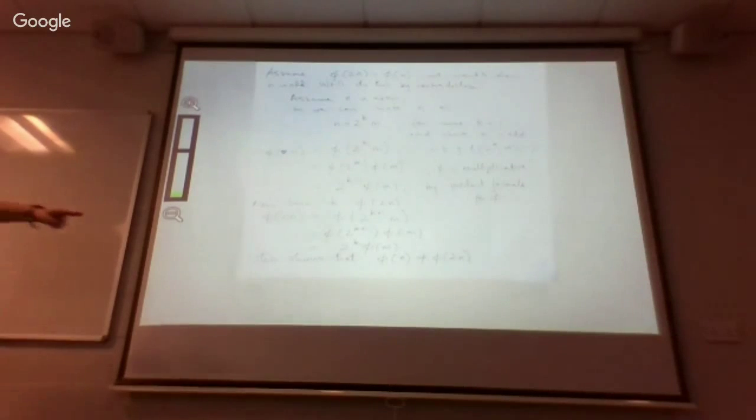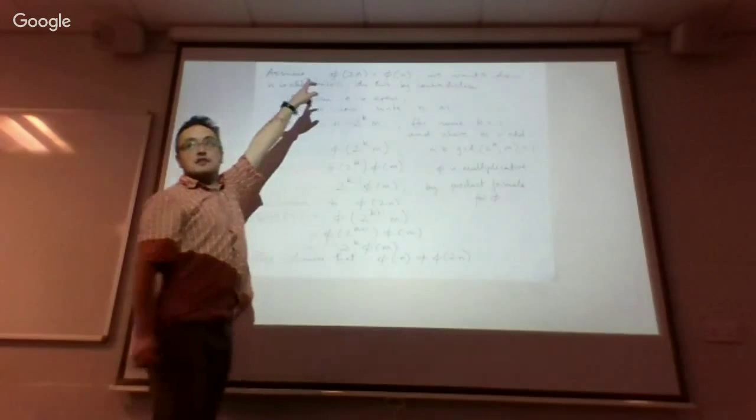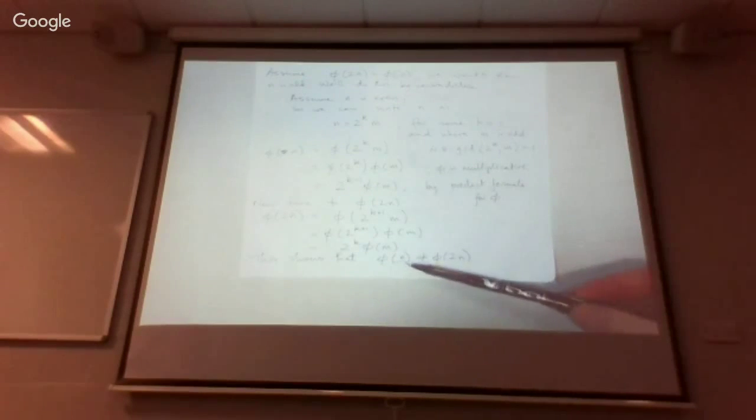But that statement now puts us in contradiction with our earlier assumption. Phi of 2n is equal to phi of n. Here we've got phi of n is not equal to phi of 2n. Those two things are contradicting each other.